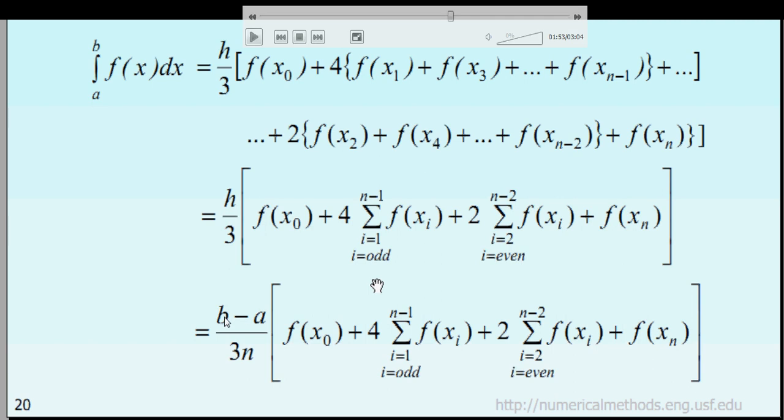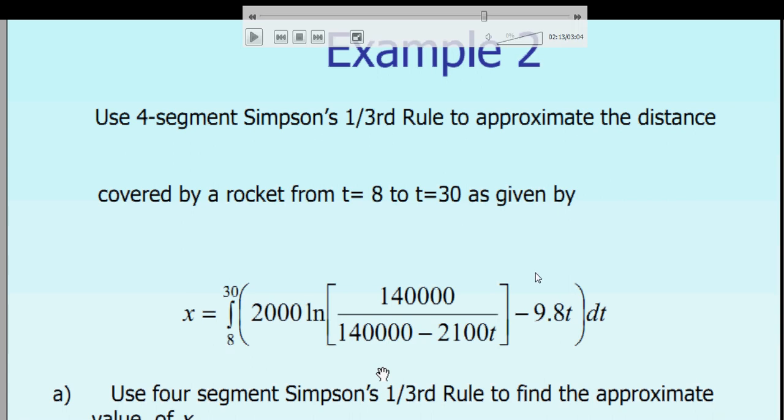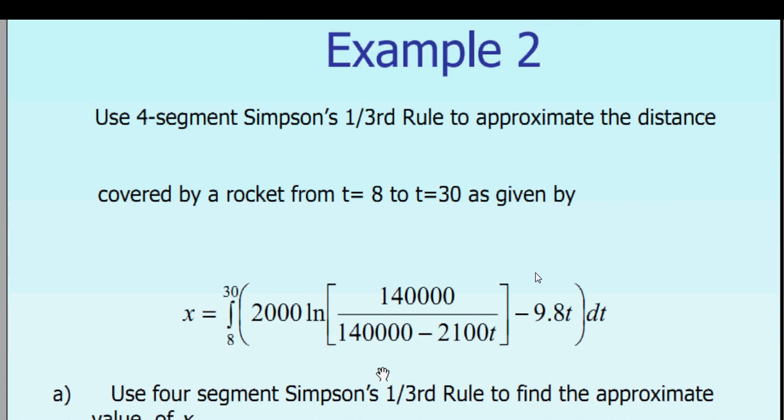So what does it say? It says (b minus a) upon n, that is h, by 3 into the value of the function at the initial point plus the value of the function at the final point, plus 4 times the summation of the values of the function at all odd points, plus 2 times the summation of the values of the function at all even points. I have also solved this example for your easiness, so just look into that.